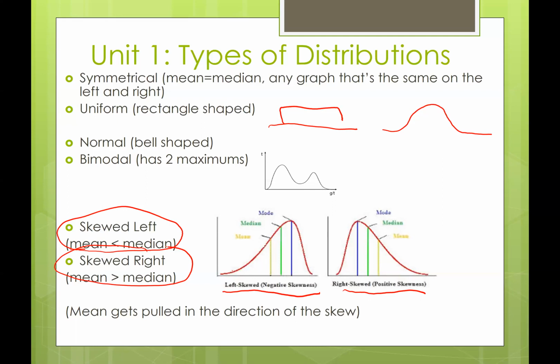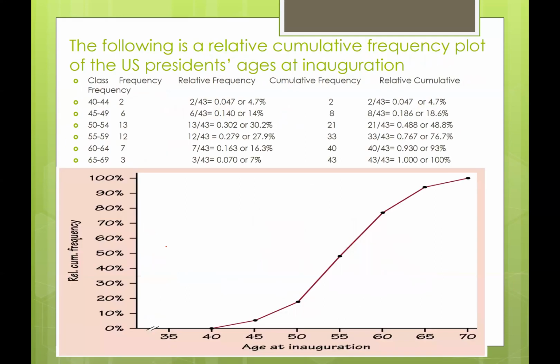These are obviously not symmetrical. By very definition, a left skewed or right skewed cannot be symmetrical. Now this graph, remember, is a cumulative relative frequency plot, or relative cumulative frequency plot, or ogives is also what they're called.